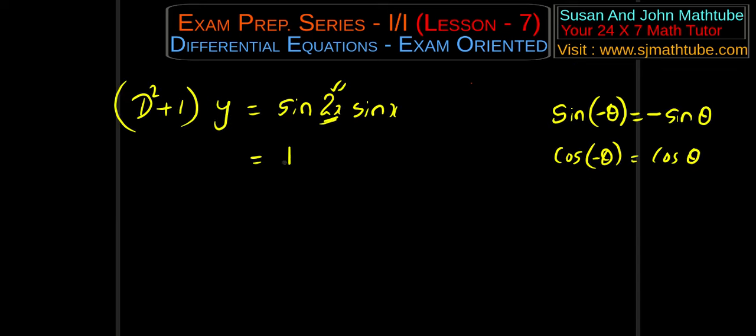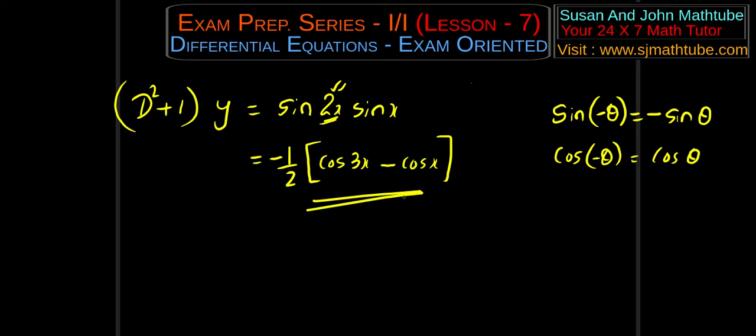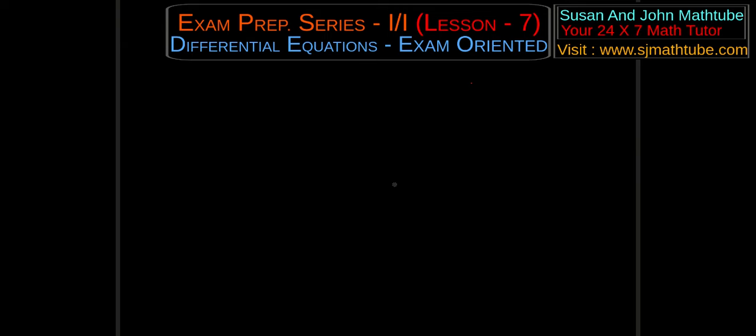So this right side will become minus 1 by 2 (cos(A plus B), so that will be cos 3x, minus cos x). Try it yourself. Now let's move on to the next question. And that is from 2074.